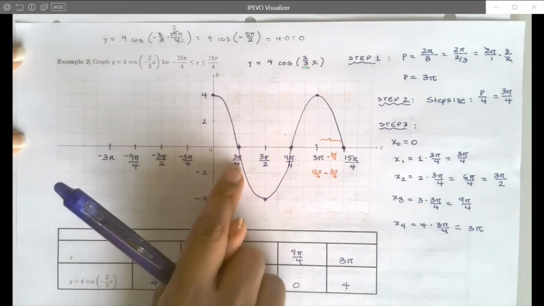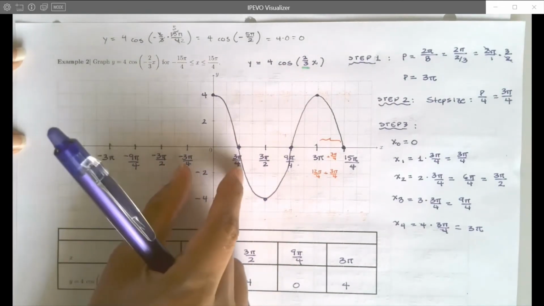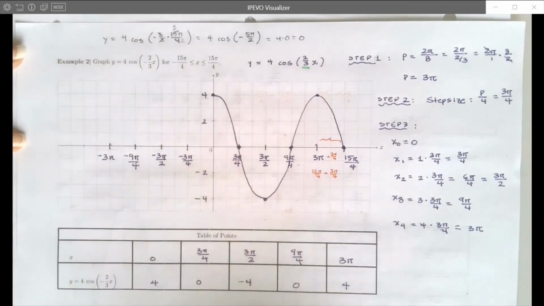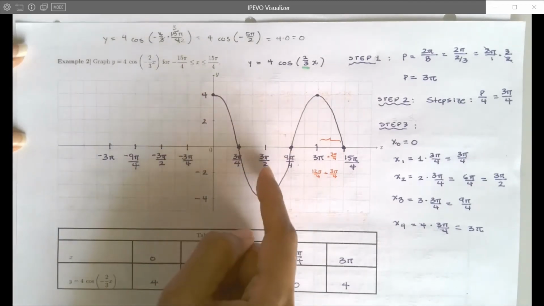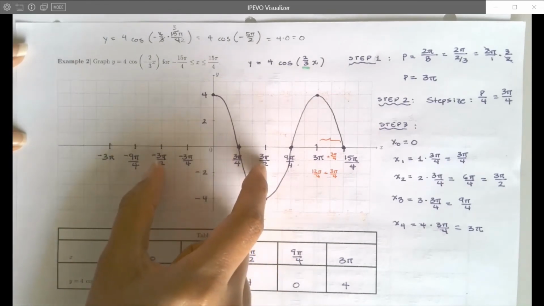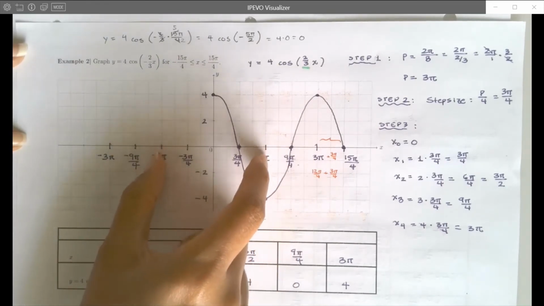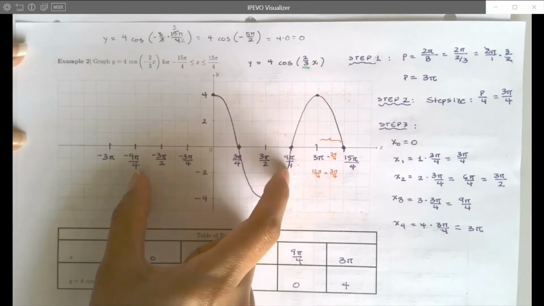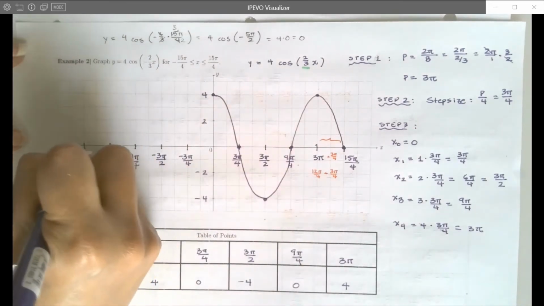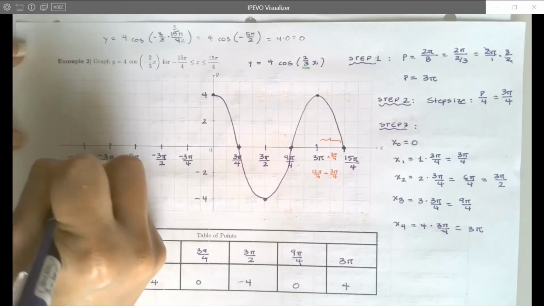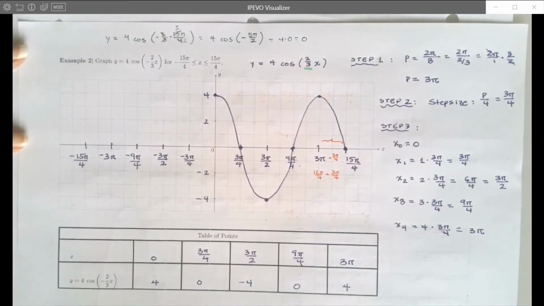-3 pi over 4 is a reflection of 3 pi over 4. Then 3 pi over 2 and -3 pi over 2, well, those have the same distance from 0. Same is true about these last tick marks, all the way down to -15 pi over 4.